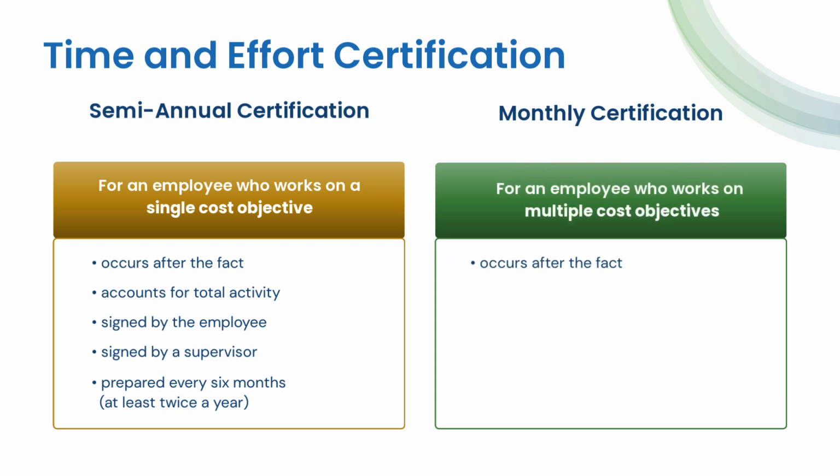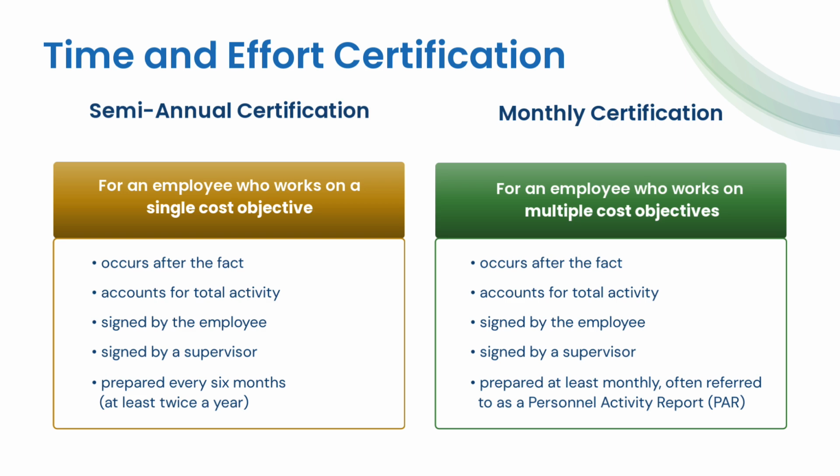Certification occurs after the fact and accounts for total activity. It is signed by the employee and a supervisor and is prepared at least monthly and is often referred to as a Personnel Activity Report, or PAR.